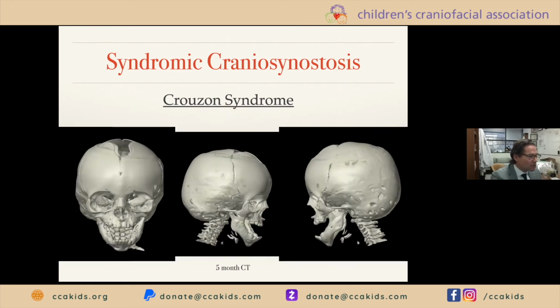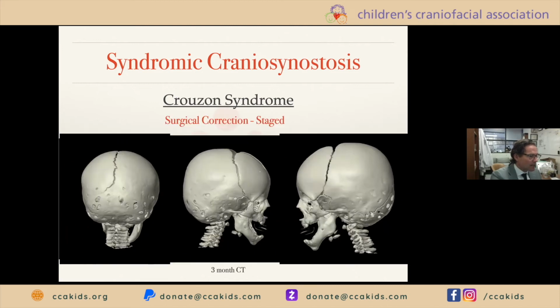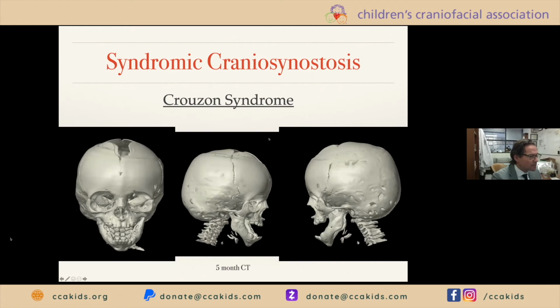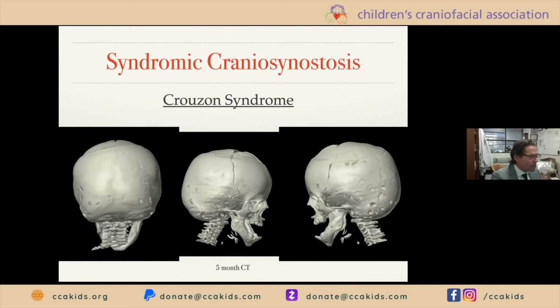This child was born with what looks like a sagittal and bilambdoid synostosis. But with time, at 5 months, you can see that he starts to fuse all the sutures. You can see his coronal sutures fused, and his sagittal suture in the back is starting to fuse. So Crouzon patients typically will develop what we call a pansynostosis as they get older. When I say older, I mean within the first year of life.